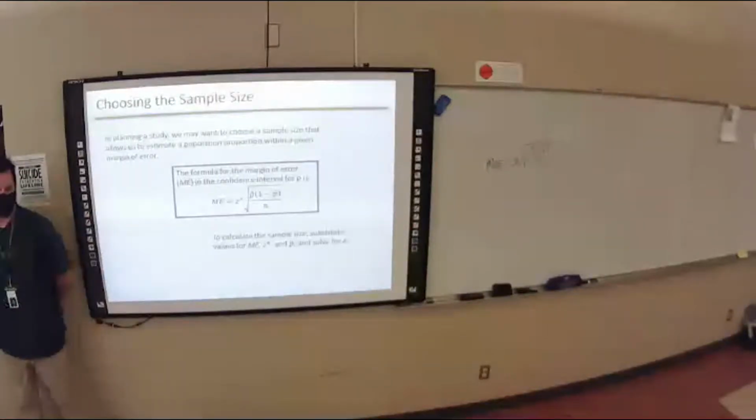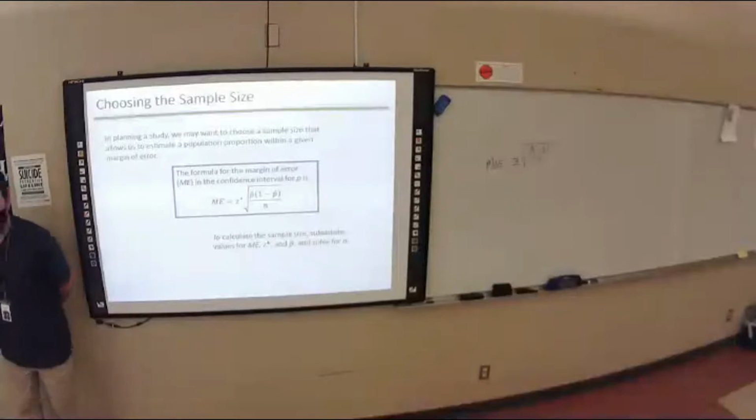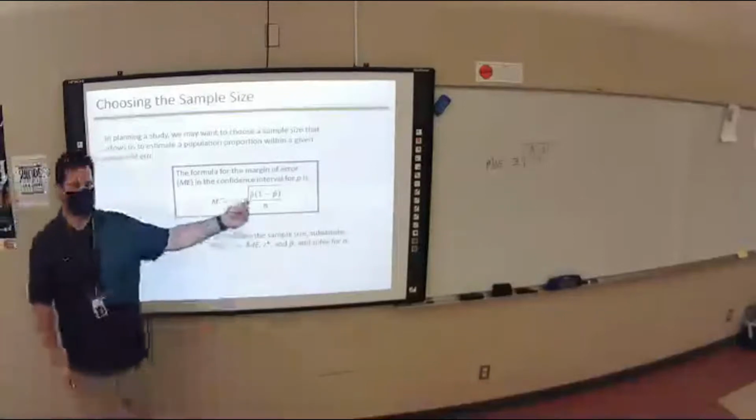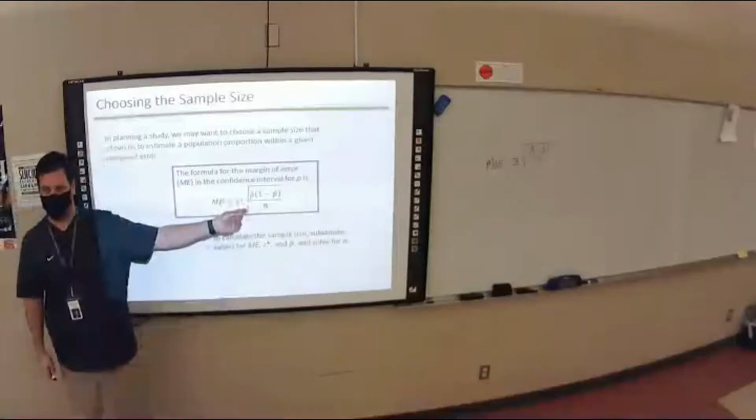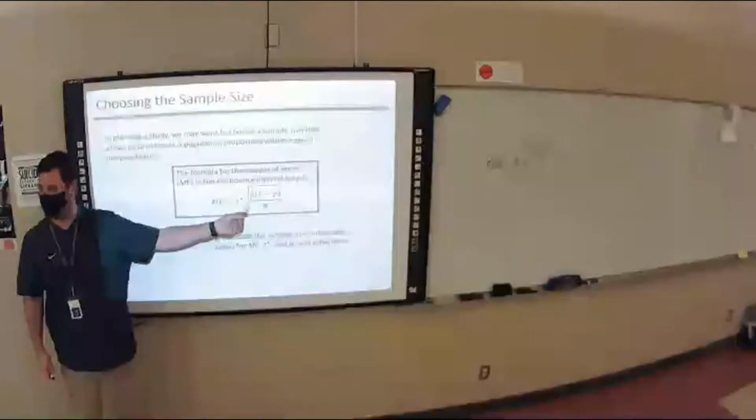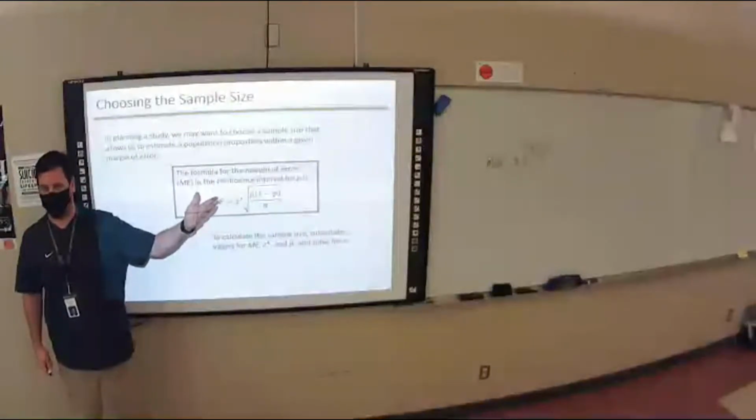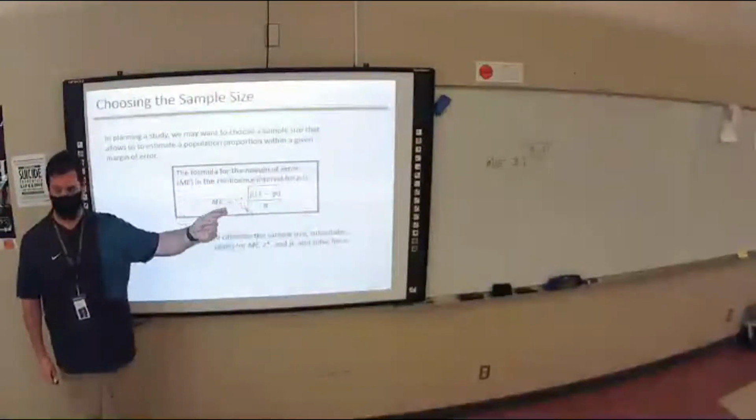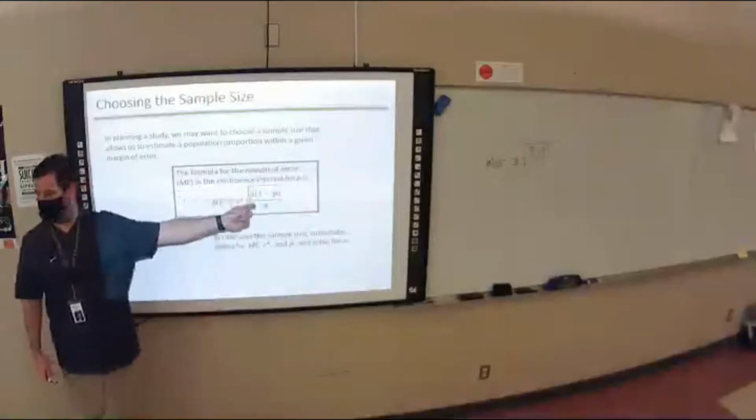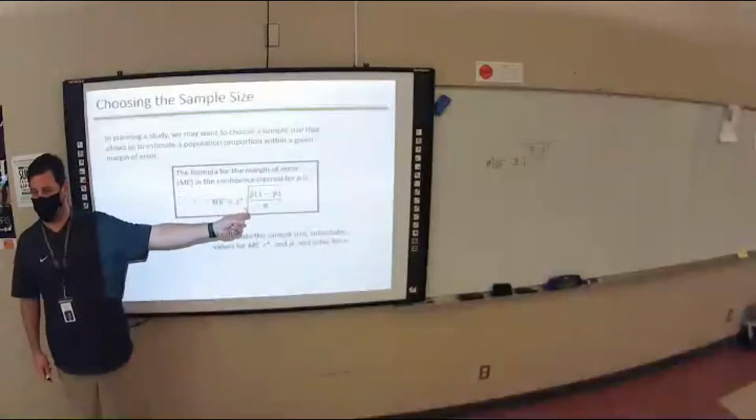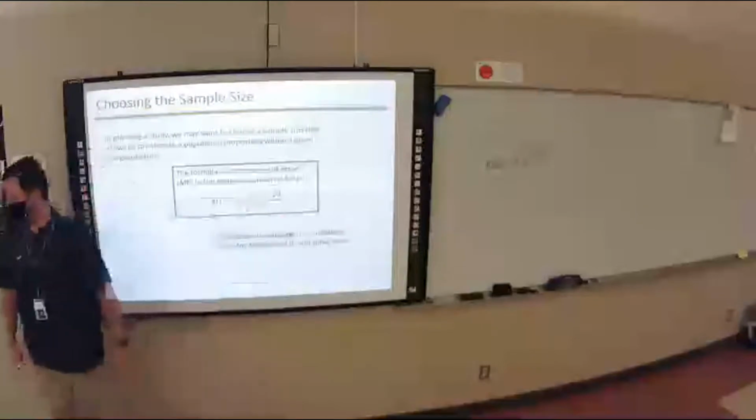But here's the issue with this one now. If I'm trying to predict the sample size, that means I haven't taken a sample yet. If I haven't taken a sample yet, I don't have a P hat yet. If I don't have a P hat yet, what am I going to put in for that P hat value? See the dilemma? I haven't taken a sample yet. And the reason why that's not P is because that would be the population. If I know the population, there's no reason to do any of this stuff.